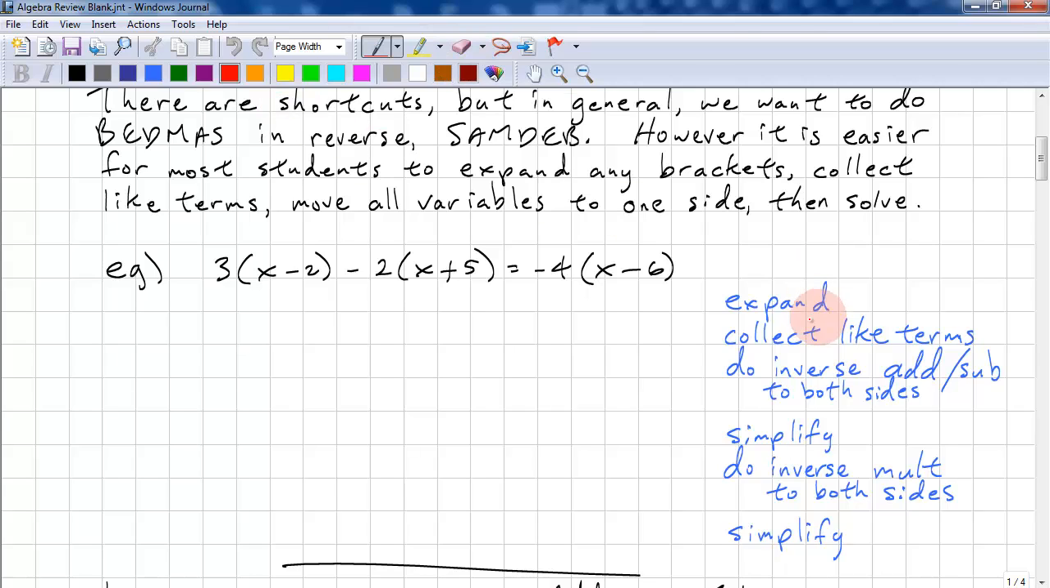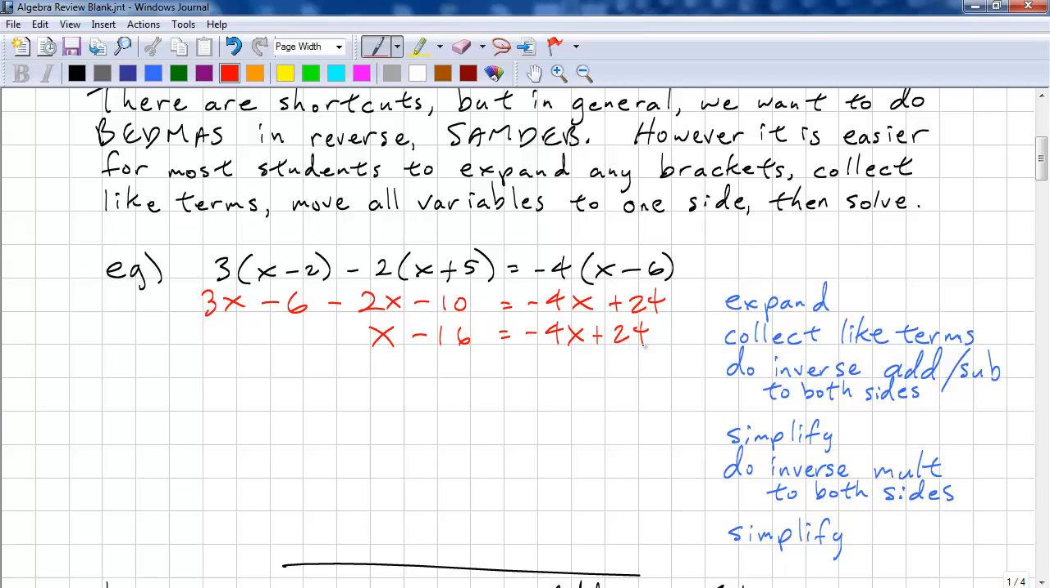So here's our first example. We want to expand. So 3x minus 6. Note that we have to distribute to each term. Minus 2x minus 2 times 5, that's minus 10, equals minus 4x. This is minus 4 times minus 6, so that's plus 24. Okay, we collect our like terms. 3x minus 2x, that's just x. Minus 6 minus 10, that's minus 16. And we have the same thing on the right-hand side.